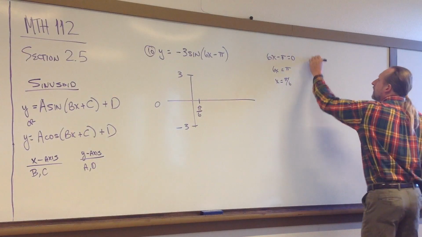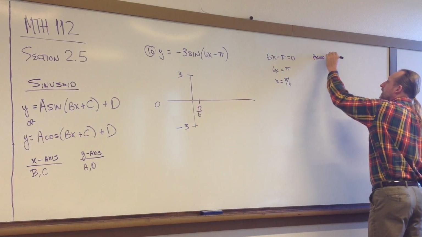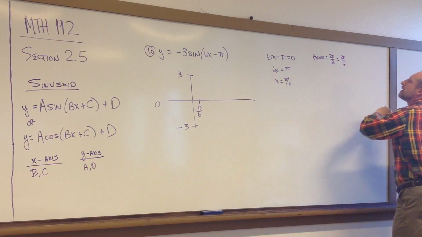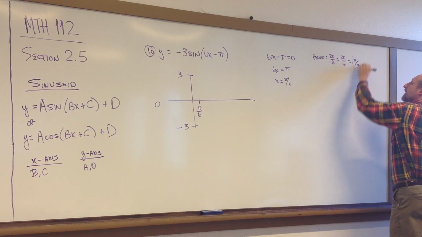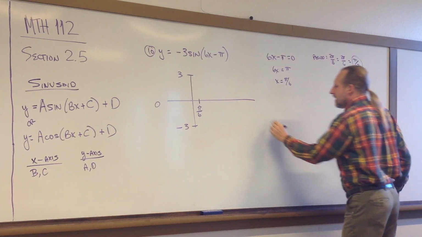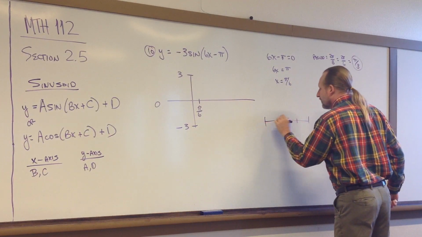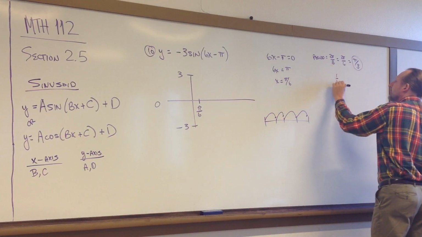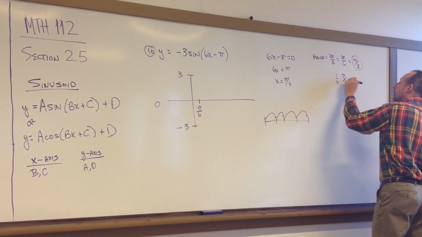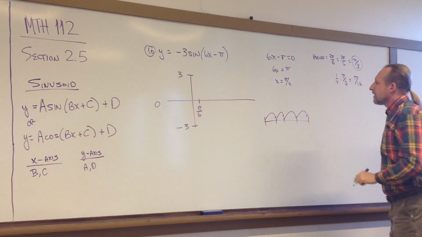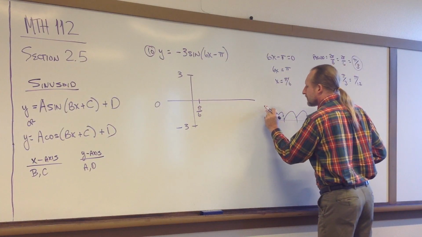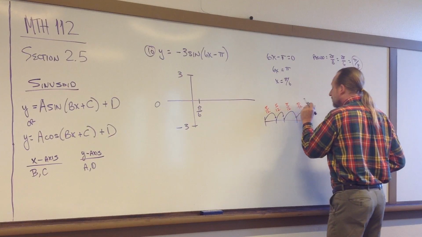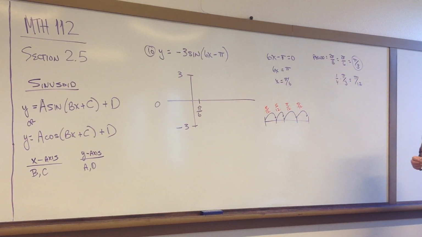And our period is 2 pi over b, which in this case is 6, right? Okay. So that means our period is going to be pi over 3. And each of these 4 jumps is going to be 1/4 of the period, or pi over 12. Okay? Each of these little jumps is pi over 12, so then after we do 4 of them, we'll have traveled the full period of pi over 3.